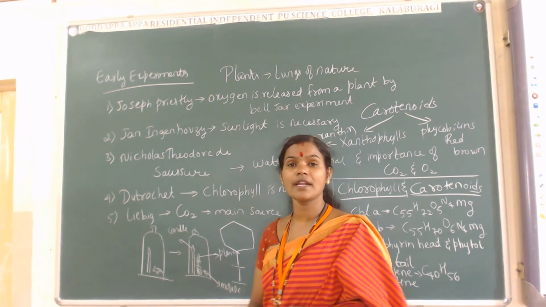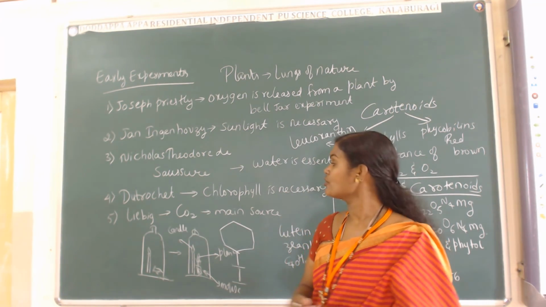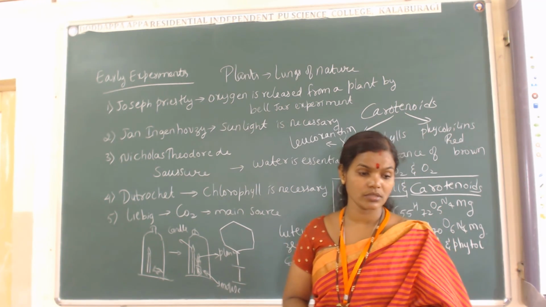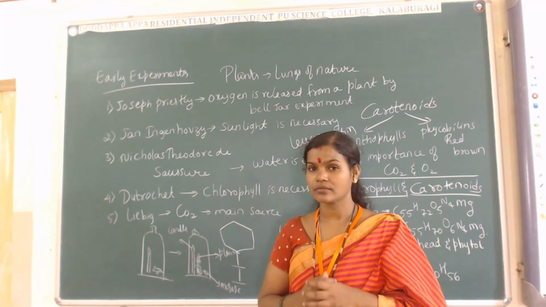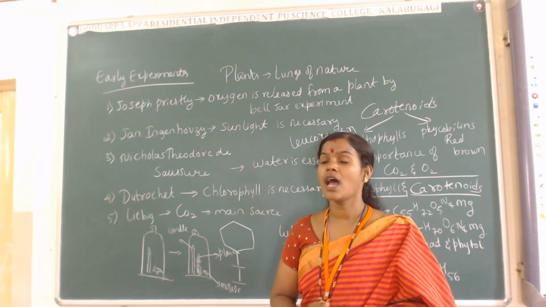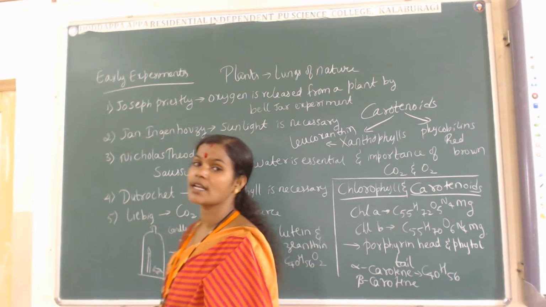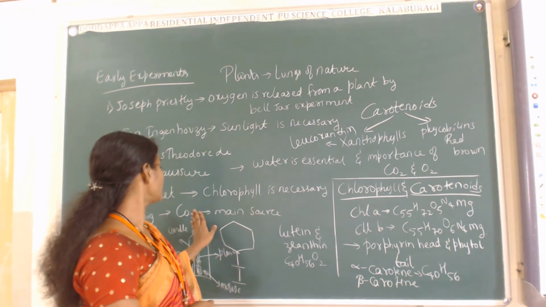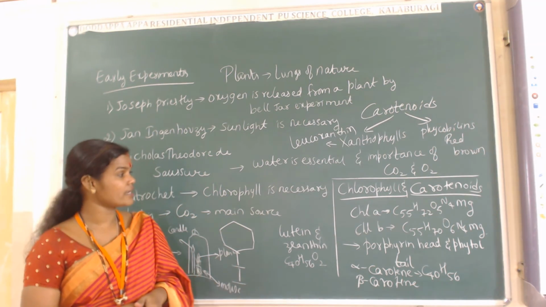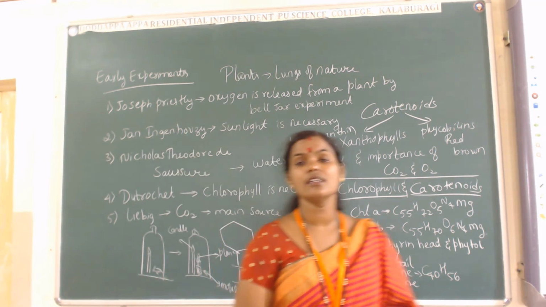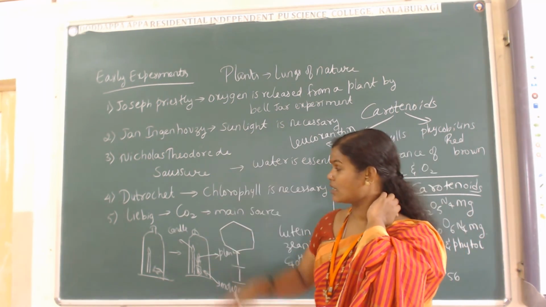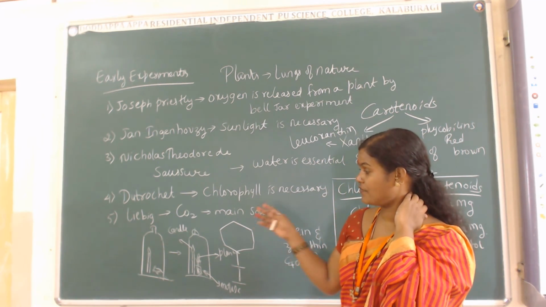Next is one more scientist, Dutrochet. Dutrochet is the scientist who has proved that chlorophyll is necessary for the process of photosynthesis. And finally, the scientist called as Liebig. Liebig has proved that CO2 is the main source for the process of the photosynthesis. Now these are the early experiments which have been proved by the different scientists.